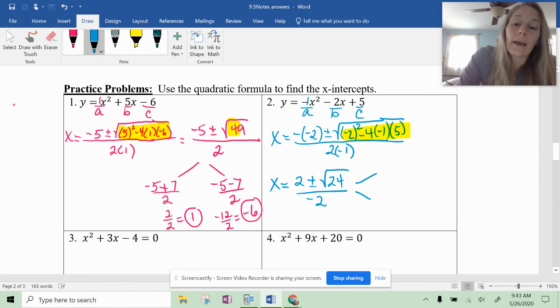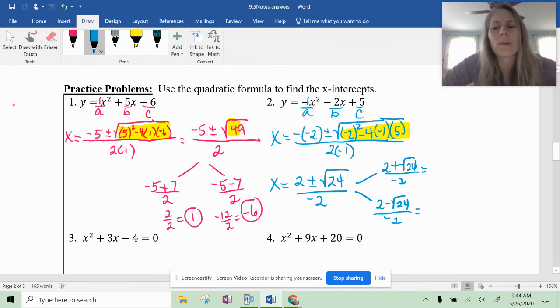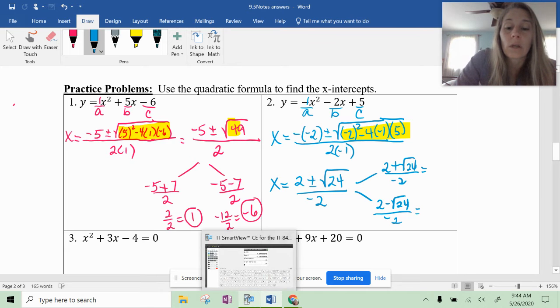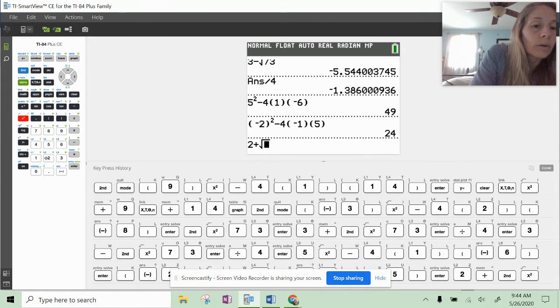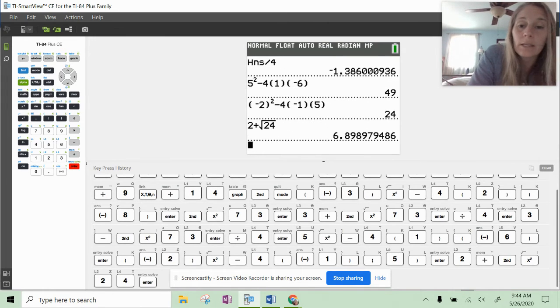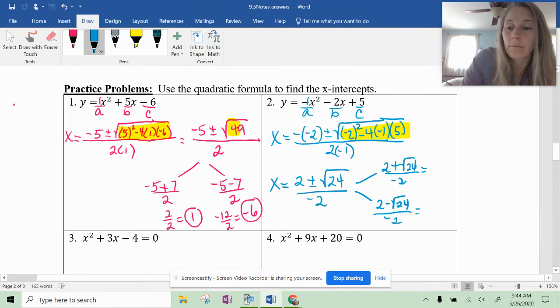So when that happens, you're going to split it up into plus the square root of 24 over negative 2 and minus the square root of 24 over negative 2. Now, there are ways you could solve this by simplifying radicals, but we haven't done that, so we're just going to use the calculator and get decimals. So 2 plus the square root of 24. Make sure you hit equals before you do the dividing, and it's divided by negative 2. So you have negative 3.45.